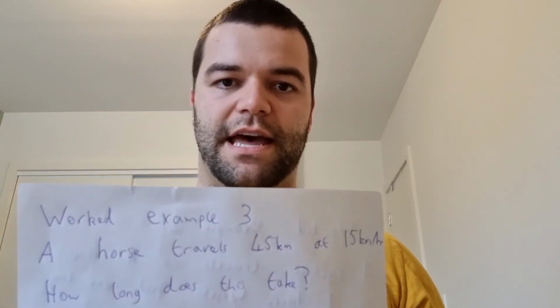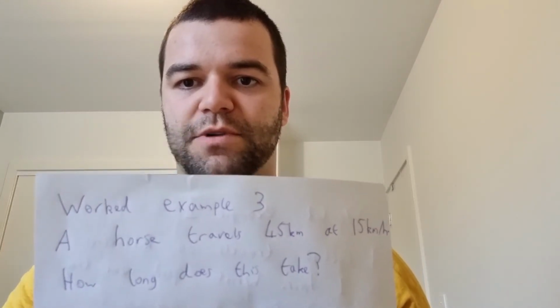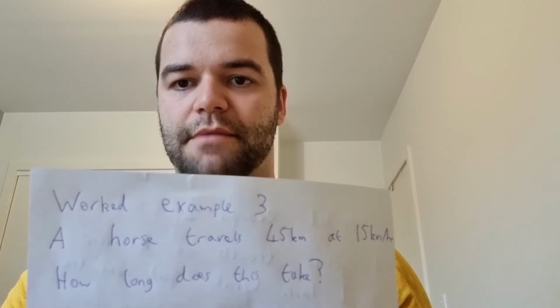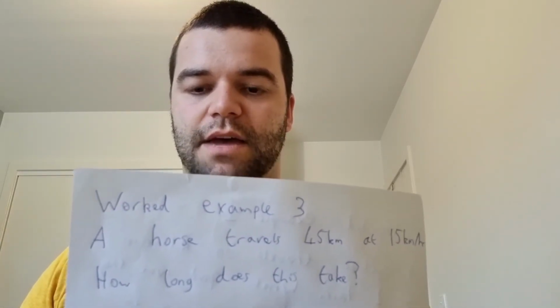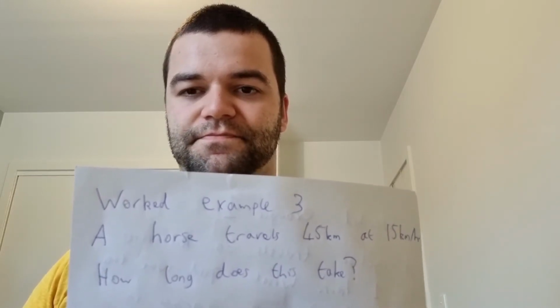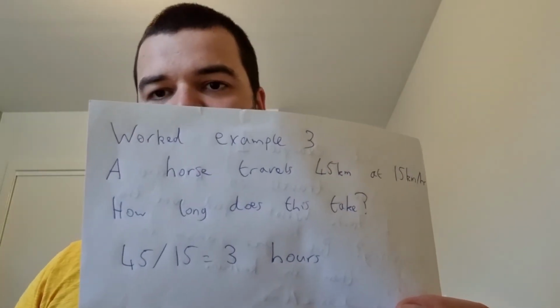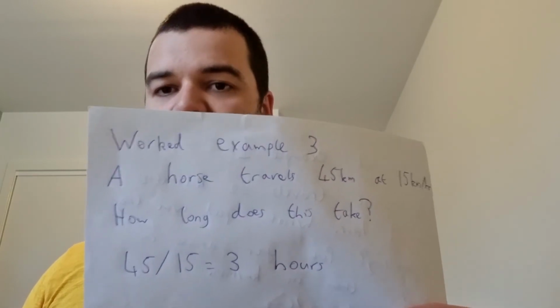And finally, a horse travels 45 kilometers, moving at 15 kilometers per hour. How long would that take? So again, that is a time question, so pause that quickly. So for that one, we do 45, which is the distance, divided by 15, which is the speed, meaning it would take 3 hours to do that.